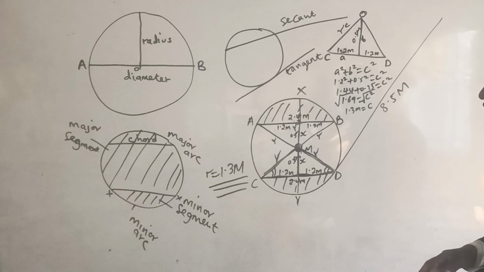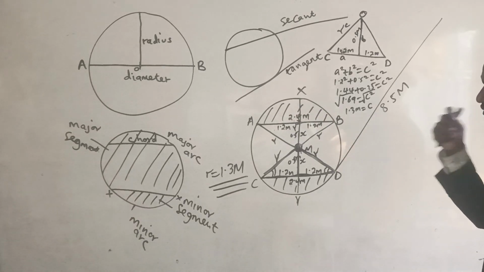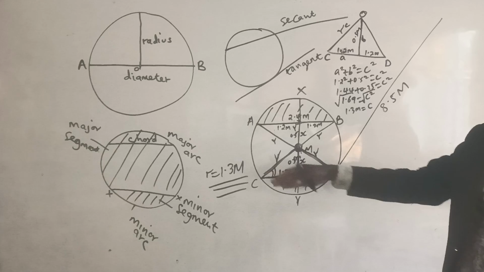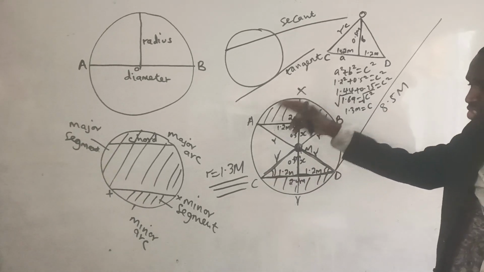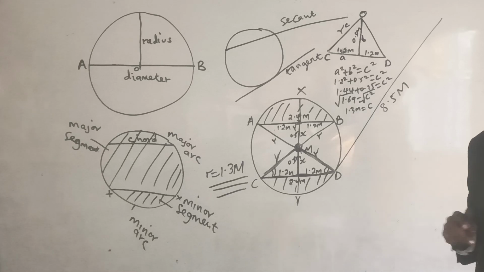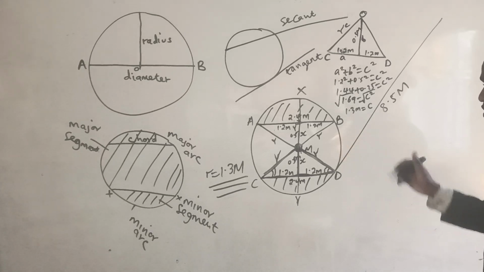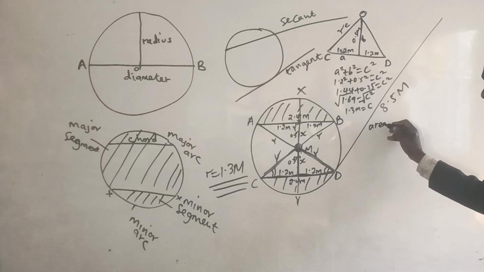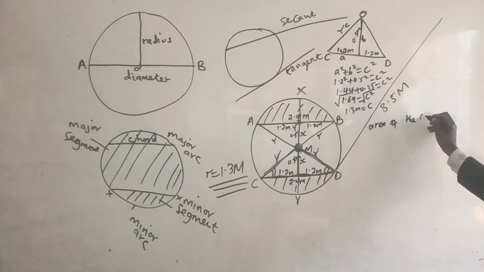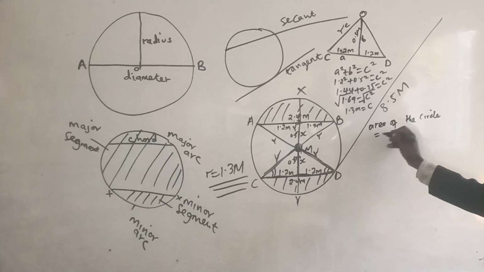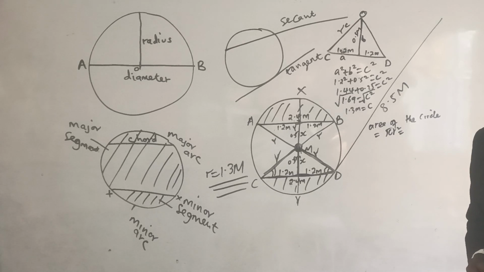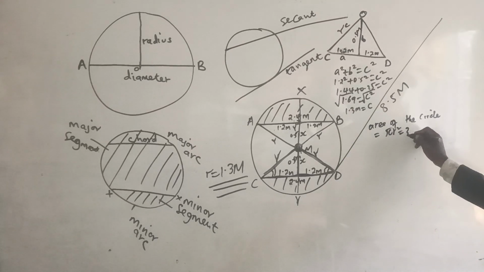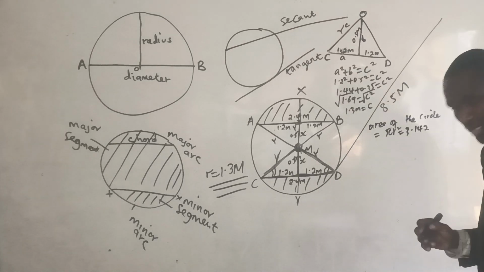What do I do? I'm going first to get the area of the whole circle, because this was the initial shape they used to make this cross section of this triangle. So area of the circle is equal to pi r squared. I've been told to use pi as 3.142. So I'll say 3.142, okay?